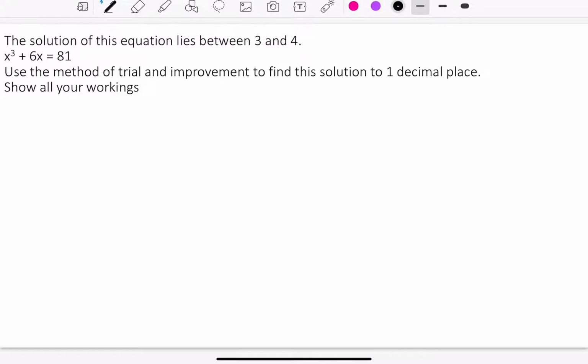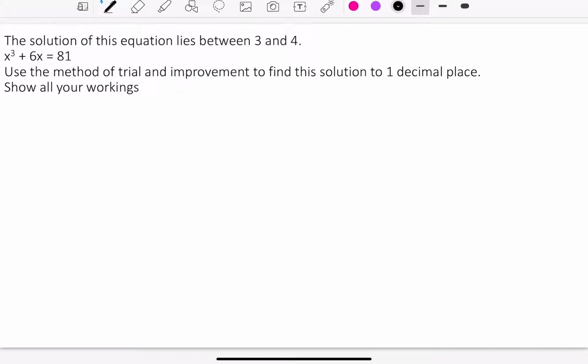For these questions, we're looking for the solution to the equation x cubed plus 6x is equal to 81. We already know, as we've been told, that the solution lies somewhere between 3 and 4. We want to work out using trial and improvement, which is exactly what it sounds like. We're going to try something. If it doesn't work, we're going to use an improved answer. We're going to keep trying to find the solution to one decimal place.